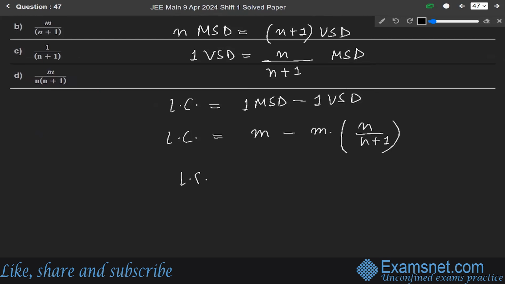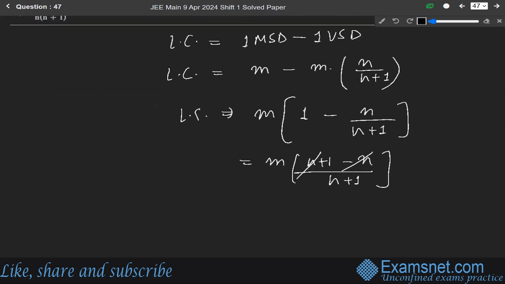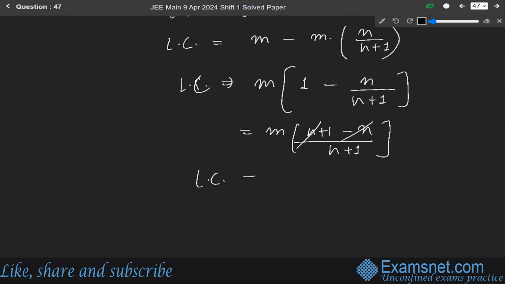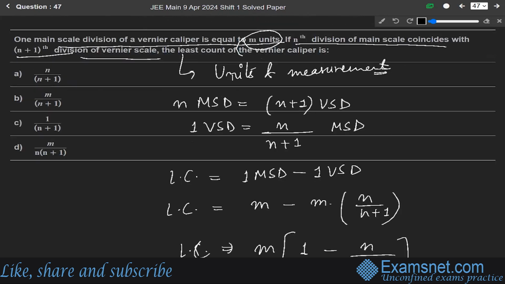So solving it, we get least count is equal to M, taking M common, so it will be 1 minus N over N plus 1. Okay, now solving it, we get M times (N plus 1 minus N) over N plus 1. So this N cancels out, and we get least count as M over N plus 1. So this is the final answer. Least count is M over N plus 1. So the correct answer is option B, M over N plus 1.